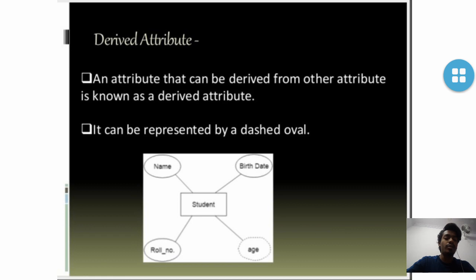Derived attribute. An attribute that can be derived from other attributes is known as a derived attribute. It is represented by a dashed oval.